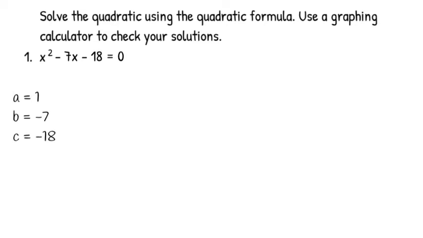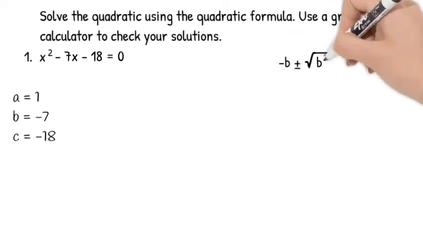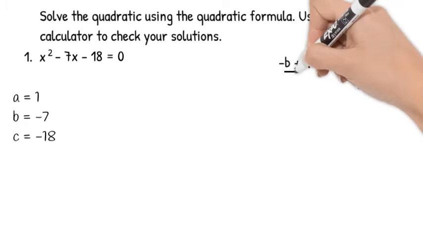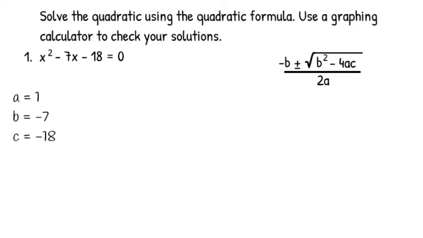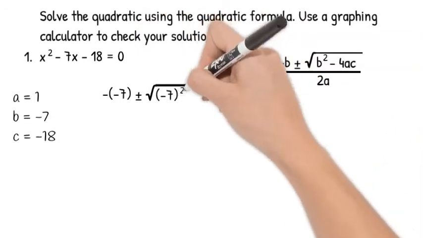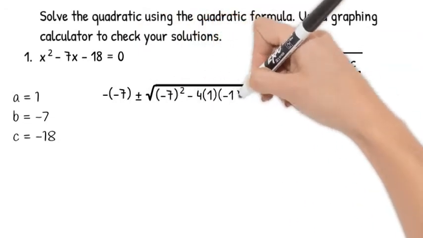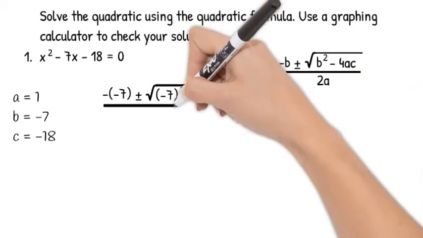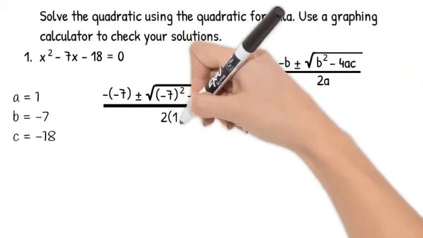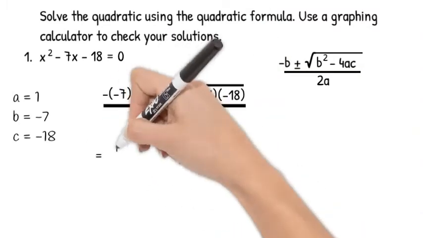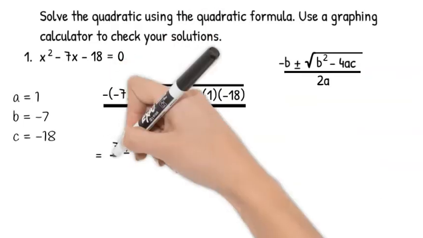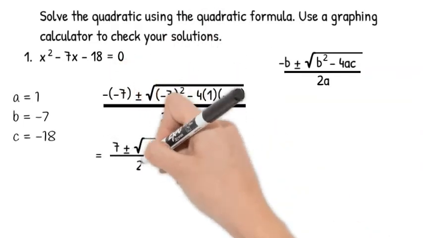We're going to plug that into the quadratic formula. Let's remind ourselves what that is: negative b plus or minus the square root of b squared minus 4ac all over 2a. Okay, let's plug in our a, b, and c. So now we have negative negative 7 plus or minus the square root of negative 7 squared minus 4 times 1 times negative 18 all over 2 times 1. Now let's simplify things. So negative negative 7 is a positive 7 plus or minus the square root of something over 2 times 1, which is 2.